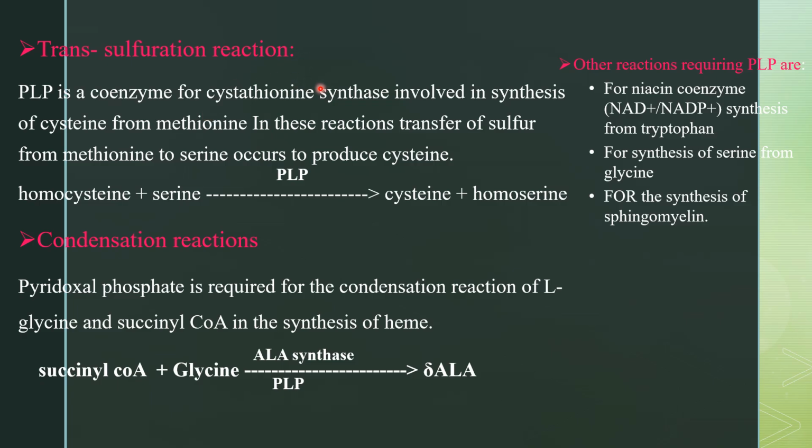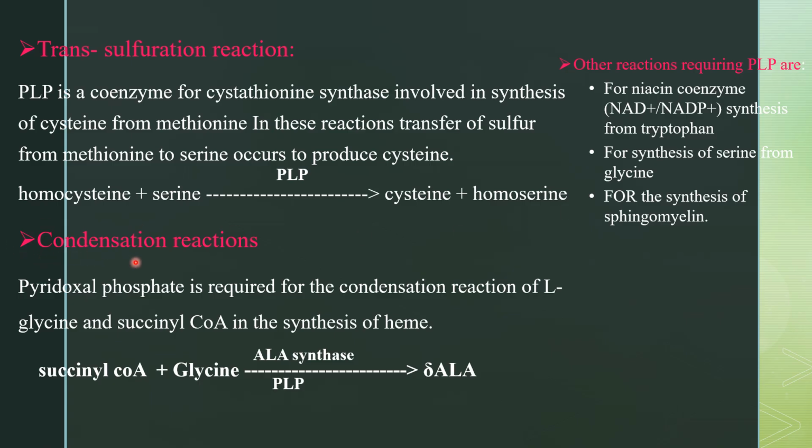Transsulfuration reaction also requires PLP. PLP is a coenzyme for cystathionine synthase involved in the synthesis of cysteine from methionine, and in these reactions the transfer of sulfur from methionine to serine occurs to produce cysteine. This is the reaction here: homocysteine and serine, and the enzyme cystathionine synthase along with PLP converts them into cysteine and homoserine.